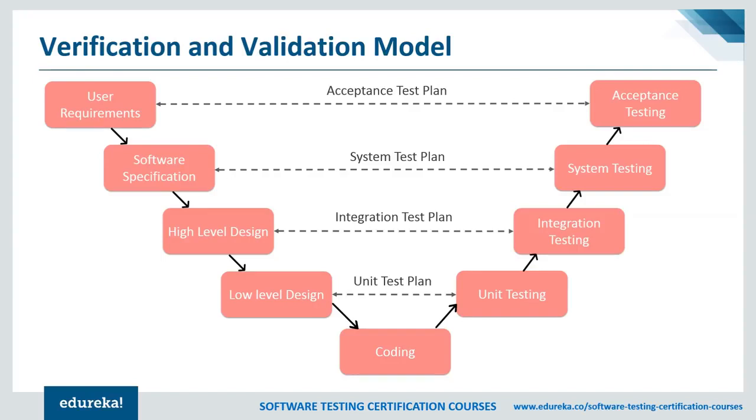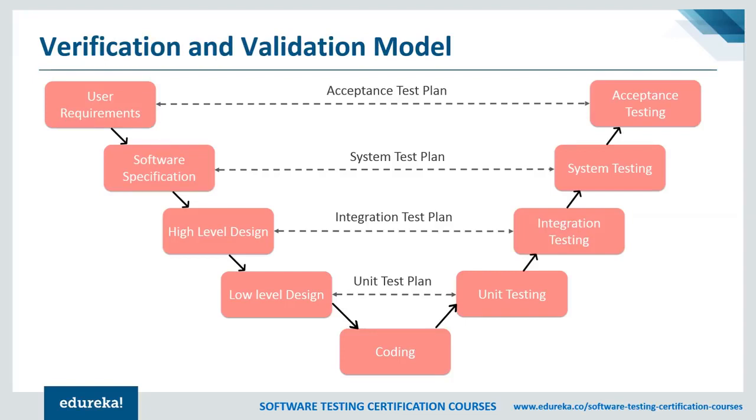Next, validation. Validation is a dynamic analysis technique where testing is done by executing the code. For example, your functional and non-functional testing techniques. In the verification and validation model, the development and QA activities are done simultaneously. There is no discrete phase called testing. Rather, testing starts right from the requirement phase. The verification and validation activities go hand in hand.